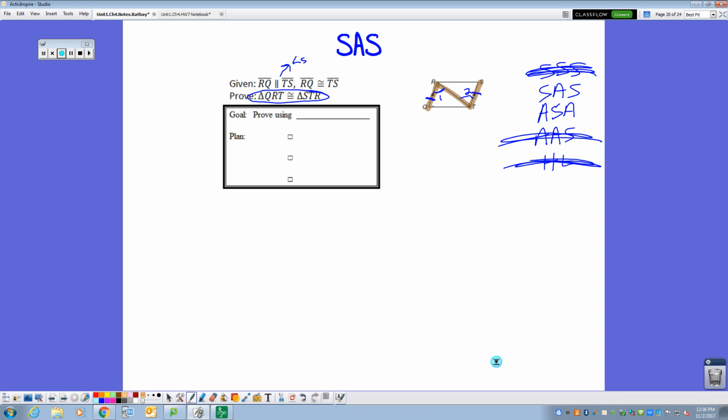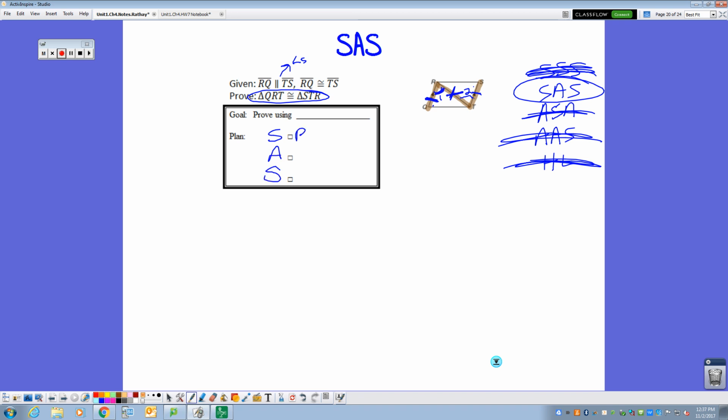ASA, we would have to know that these two angles match. We don't know that right now. So we don't think that one's an option. So let's go to our final choice and hope that that one works. SAS. To be SAS, we have a side, we have an angle, and we would need this side congruent to, well, itself. And it is, that's a good thing. Which means this is an SAS group.